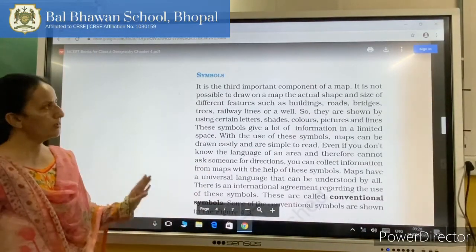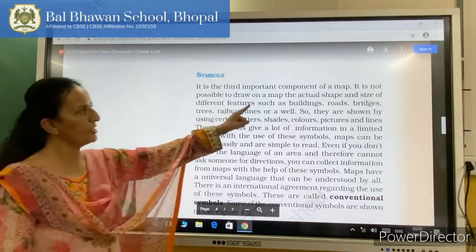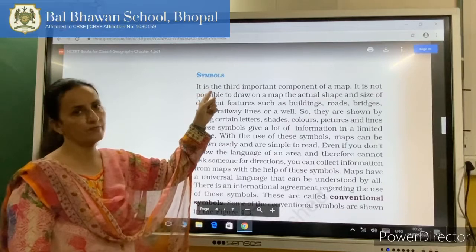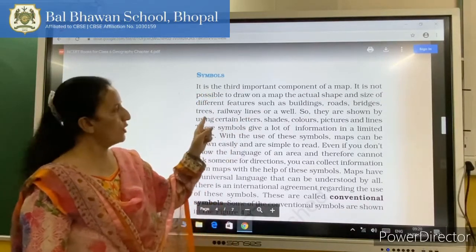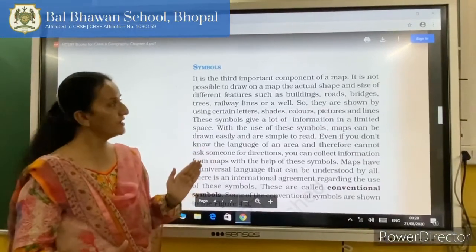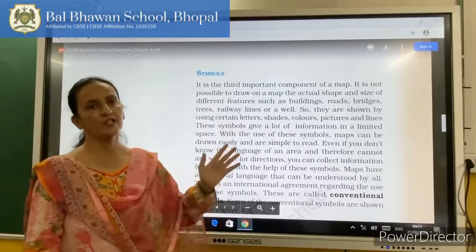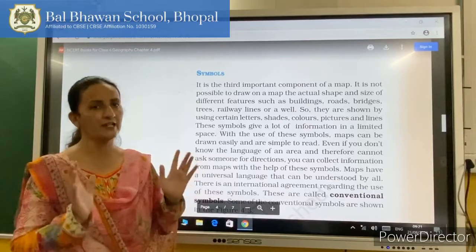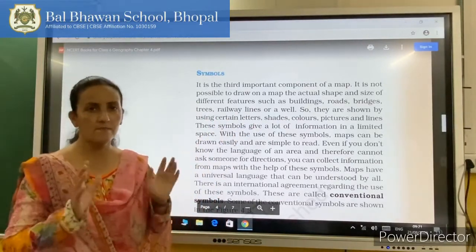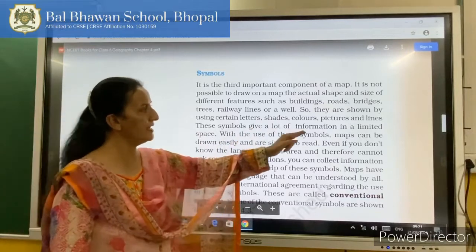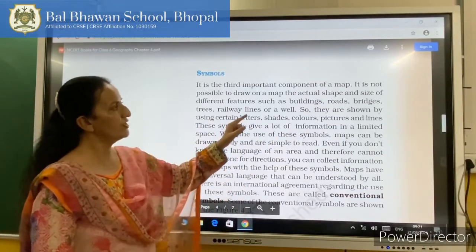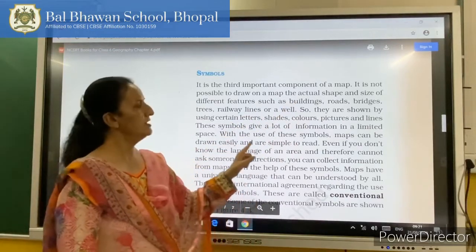Another, or the third most important component of a map is symbols. It is not possible to draw the actual shape and size of different features such as buildings, mountains and rivers or bridges or railway lines on a map. So what has been done? Some symbols have been designed which represent all these things.